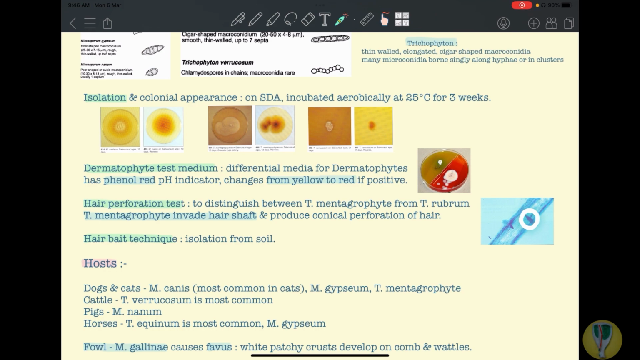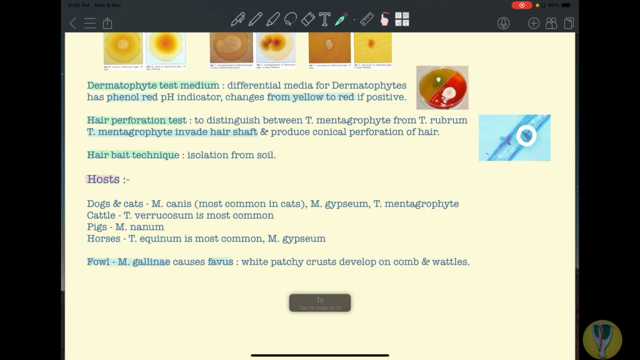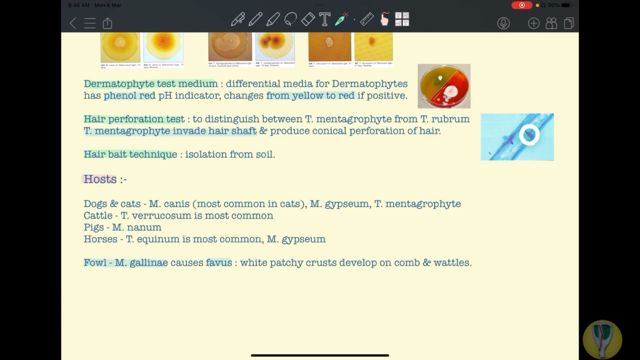Endothrix will cause damage inside the hair. So they will perforate into the hair, while ectothrix will remain outside. Endo, perforate in the hair, ecto, outside. Then there's hair bait technique and host. They are given. So dogs and cats, they are affected by M. canis. Cattle affected by T. verrucosum. Pigs, M. nanum. Horses, T. equinum. Okay. Then fowl are affected by Microsporum gallinae. This is very important because Microsporum gallinae causes favus. What is favus? White crusty patches which develop in the comb and wattle. So dermatophytosis in case of poultry is called favus.